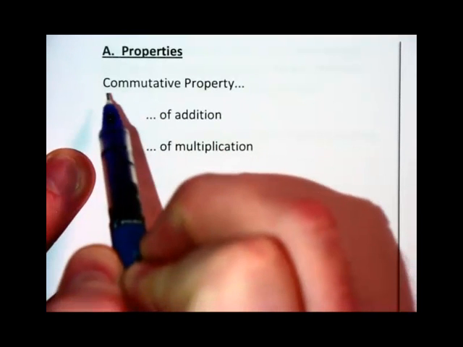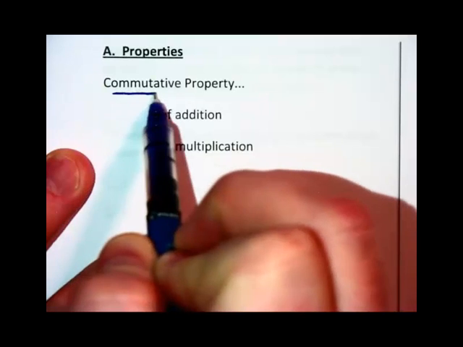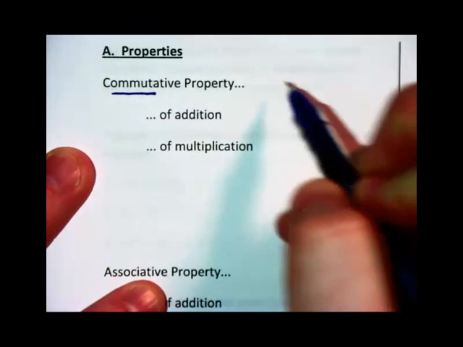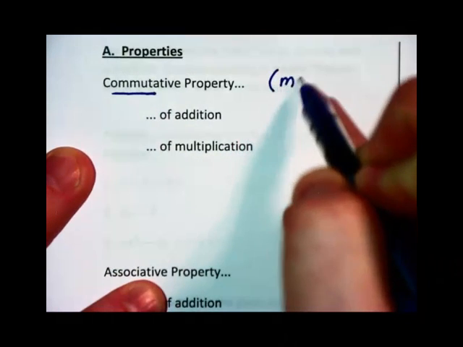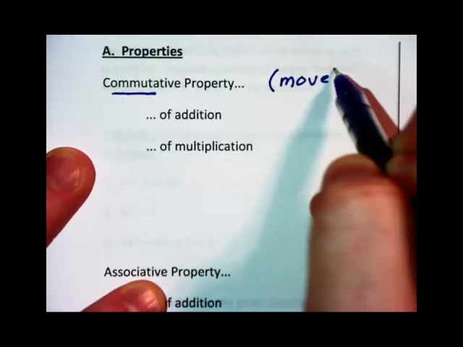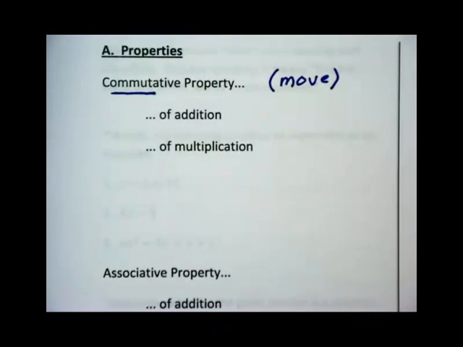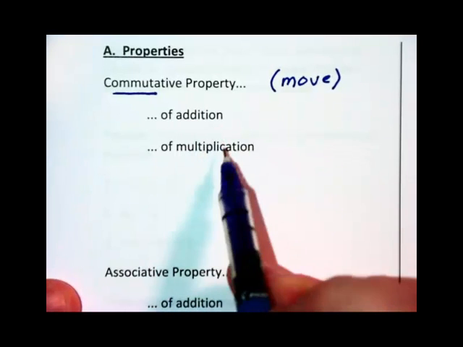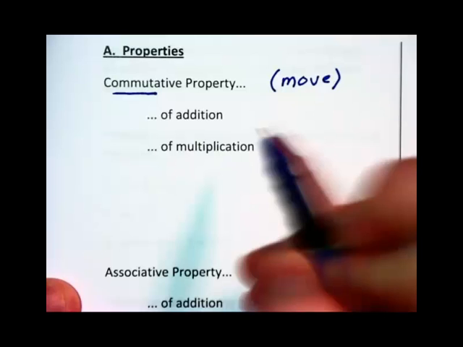Now when I see the word commute, I think of someone driving to work and they are moving from home to work. The word move is the word I want you to associate with the commutative property. And this says when I add or multiply, I can move the numbers around.